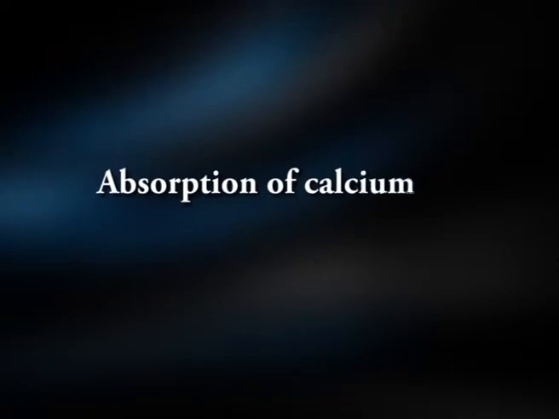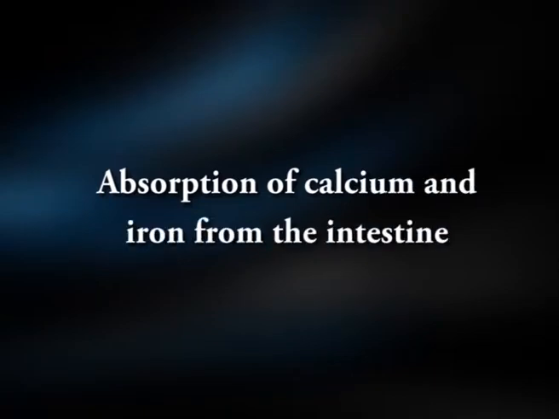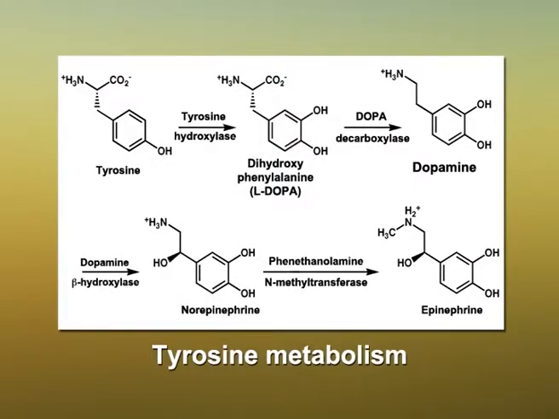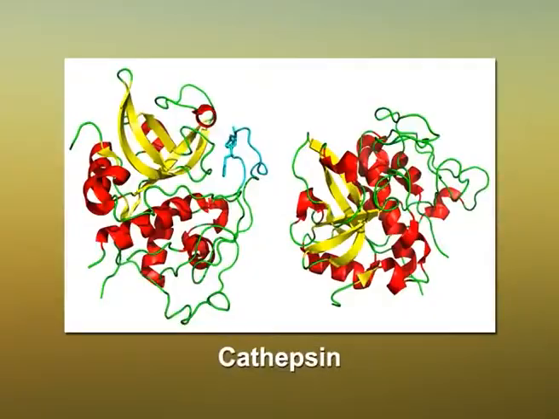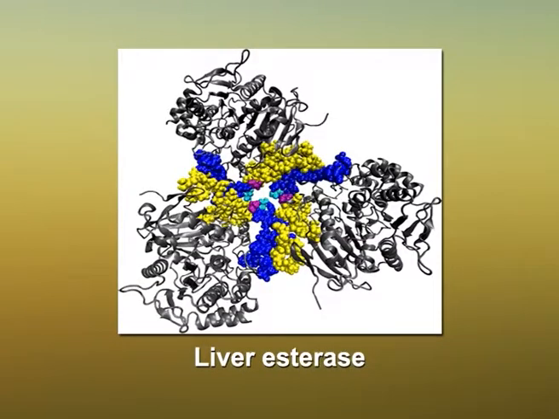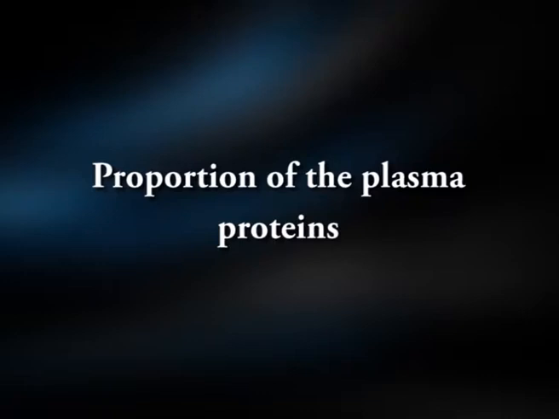Number 4. It also helps in absorption of calcium and iron from the intestine. Number 5. It is involved in tyrosine metabolism. Number 6. It has been reported to act as coenzyme for cathepsin and liver esterases. Number 7. It controls the cholesterol metabolism. Number 8. It is required to maintain the normal proportion of the plasma proteins. Number 9. It reduces the risk of cataract formation.